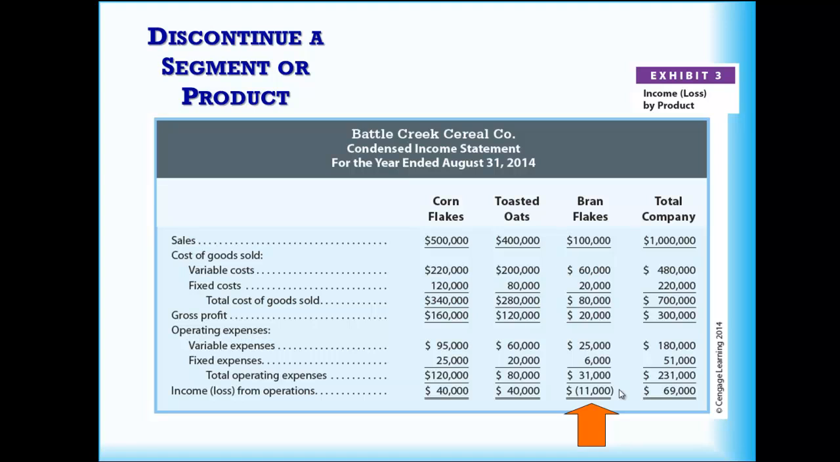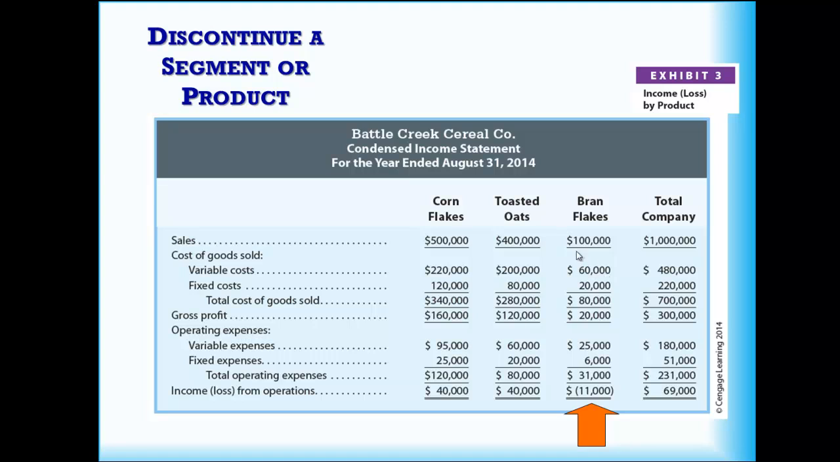So perhaps all of these three different cereals are made in the same factory building, and whether we make a lot or a little or different combinations, it doesn't matter. That cost is going to stay the same. So we need to understand that those fixed costs are going to behave differently from these variable costs. If we eliminate this segment, these variable costs here of $25,000 and here of $60,000 are going to go away.